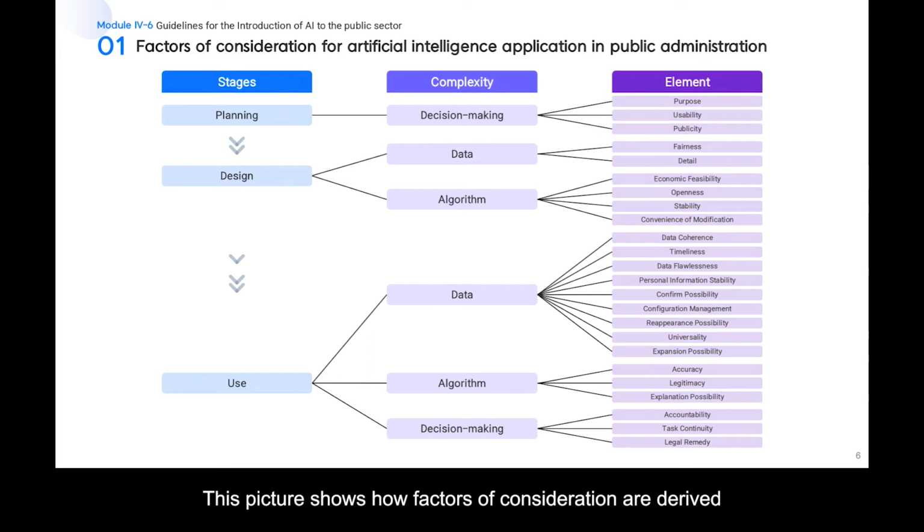This picture shows how factors of consideration are derived. Based on the research, AI introduction stages were reviewed. The complexity of data, algorithm, and decision-making, which are influential to the AI introduction, was also reviewed. And then, the factors were derived. On the left are the AI introduction stages. The middle shows kinds of complexity. The right is the elements that should be considered.